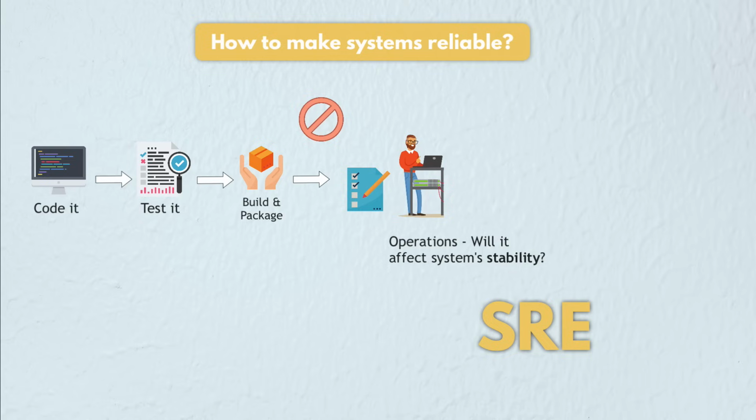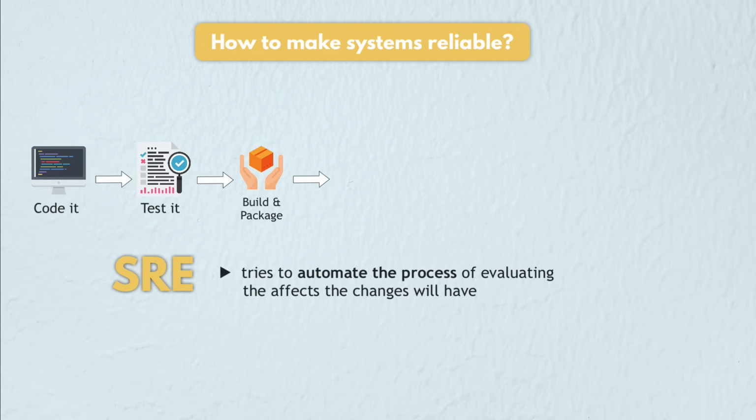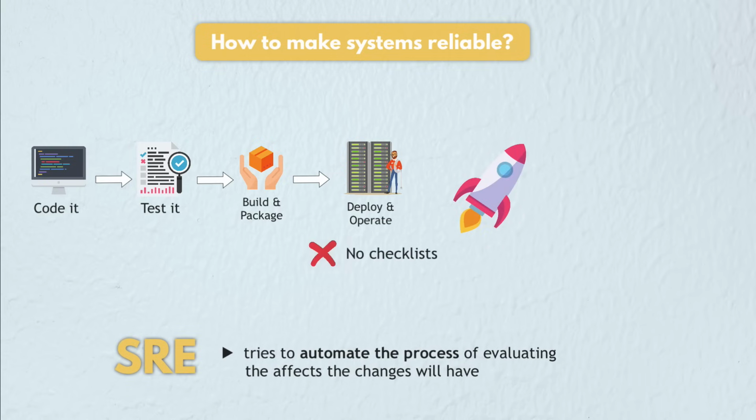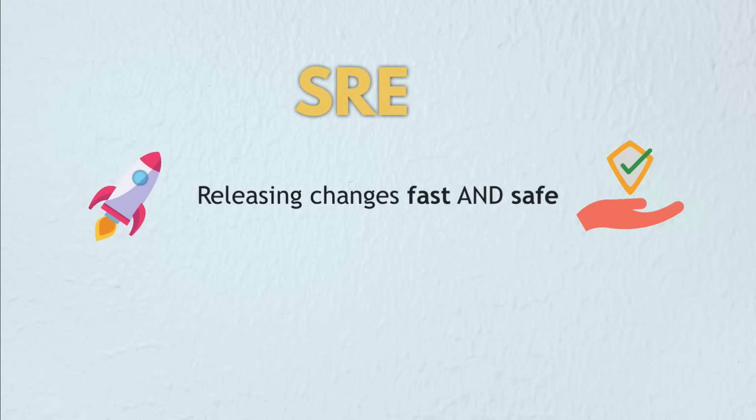So what's the specific solution of SRE here? Well, SRE tries to automate the process of analyzing and evaluating the effects the change will have on our system reliability. Automation means no checklists or discussions of the operations team on whether to release the change or not, or what threats and risks are involved. Instead, the evaluation is based on an automated process, and this makes releasing changes fast and safe at the same time.